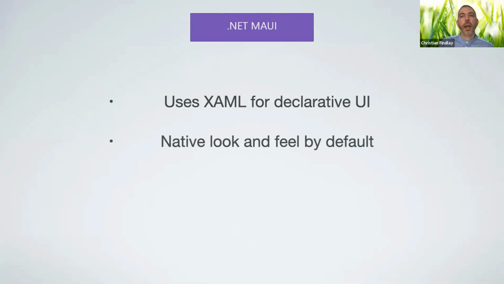Okay. One of the distinctions about .NET MAUI versus Uno is that it takes the native look and feel by default. It doesn't make a strong attempt to style the controls in a consistent way across the platforms. This can be a strength or it can be a weakness of Xamarin Forms. Depends on how you look at it.